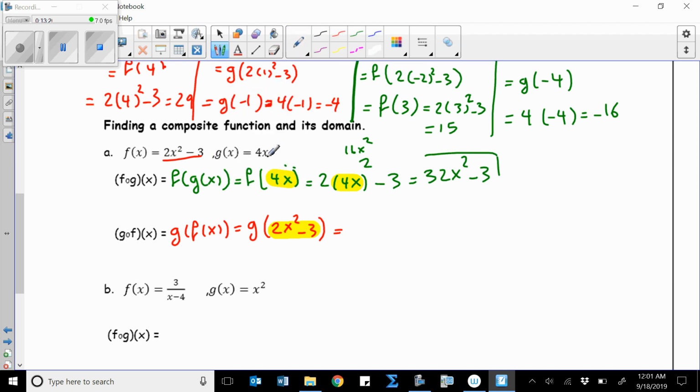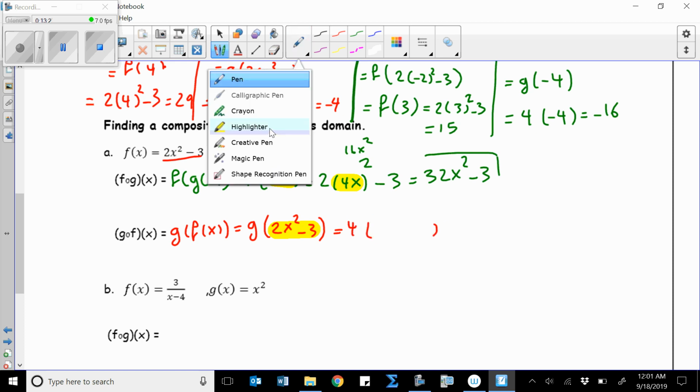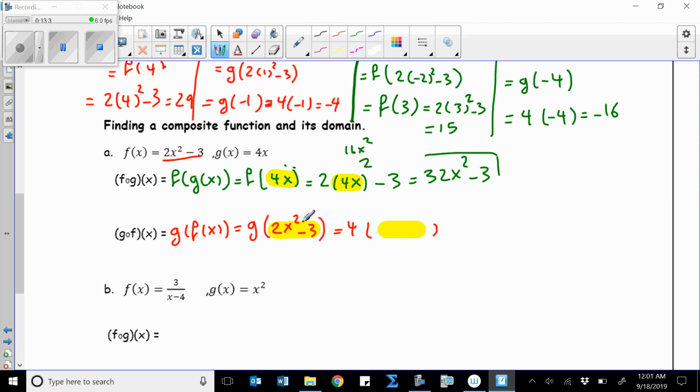So in our function of g of x, I had 4 times x, which instead of that x, we are going to replace and write this value, which is 2x squared minus 3. So this is g of f. We can just simplify that. Distribute 4 here, it will be 8x squared and minus 12. So this is the function of g of f of x.